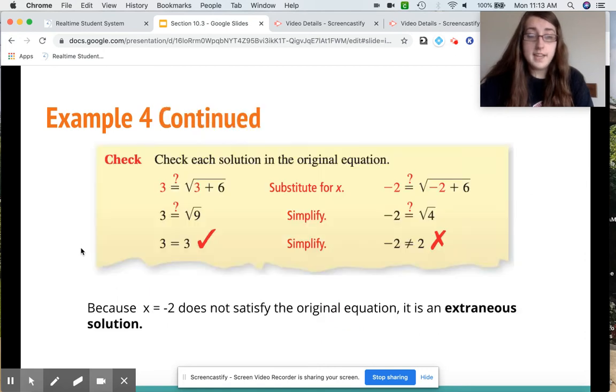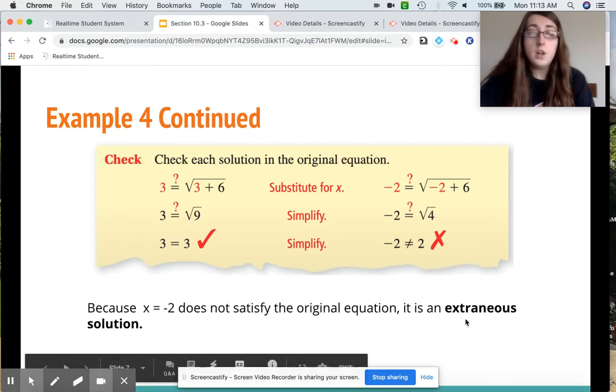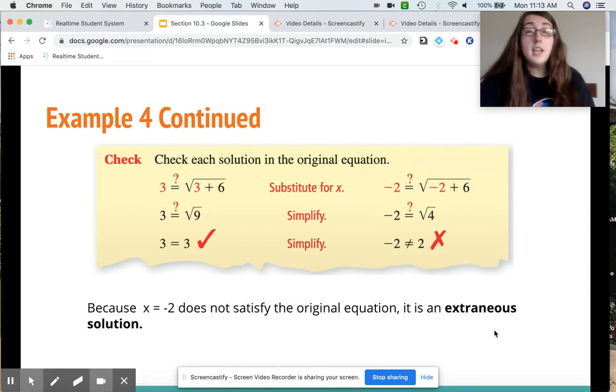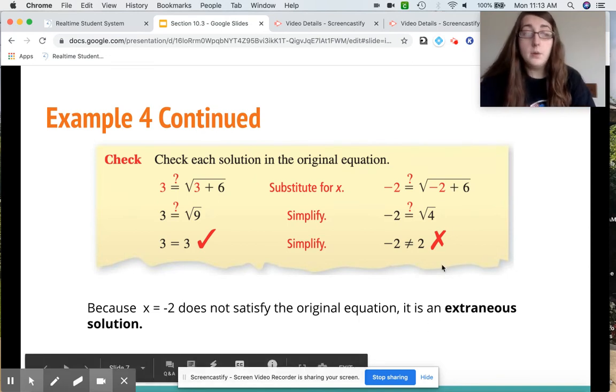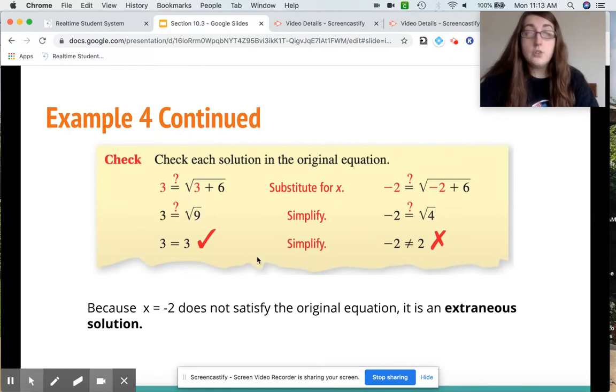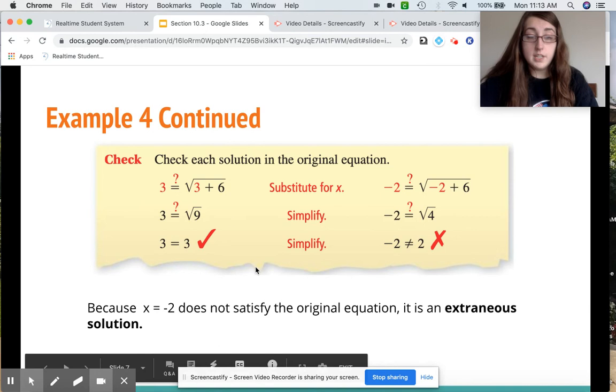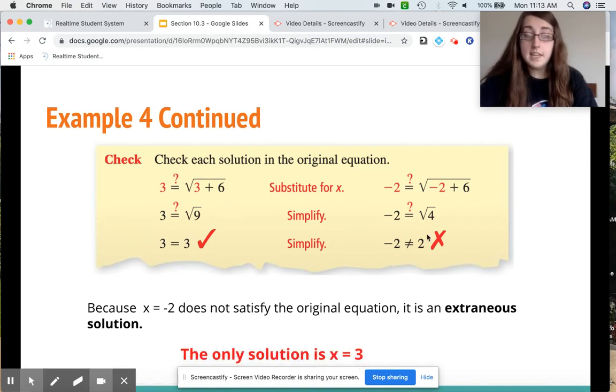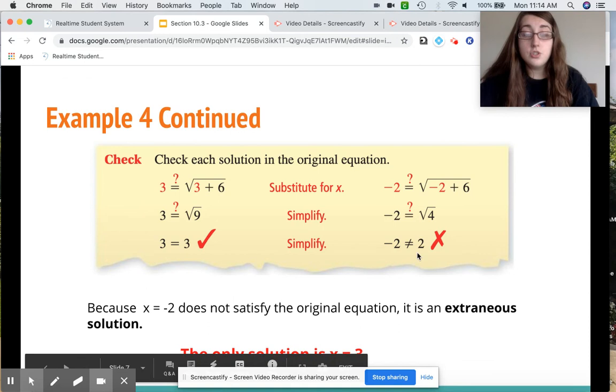So what's going to happen is you want to check both of them. Because when you check them, you're going to find out that one of them is called an extraneous solution. That it looks like it's the right answer, but when you go to plug it in, it is not the right answer at all. So the only real solution is x equals 3. Because when you take -2 and you plug it in, -2 does not equal +2. So that is called an extraneous solution.